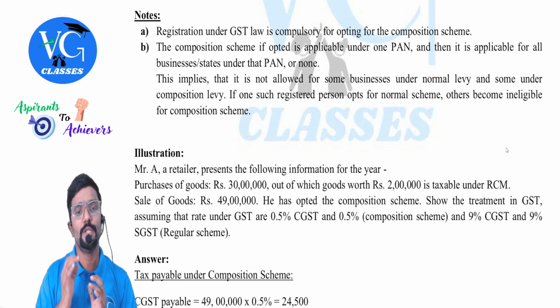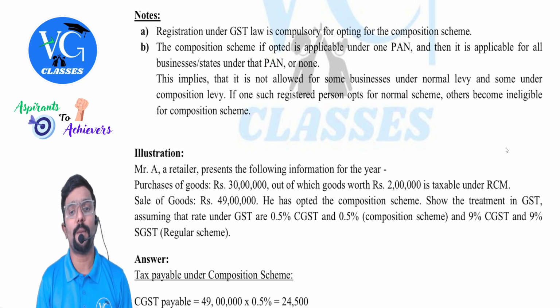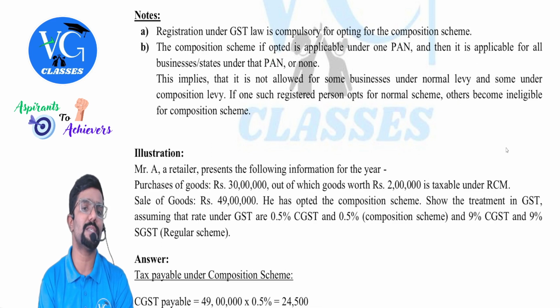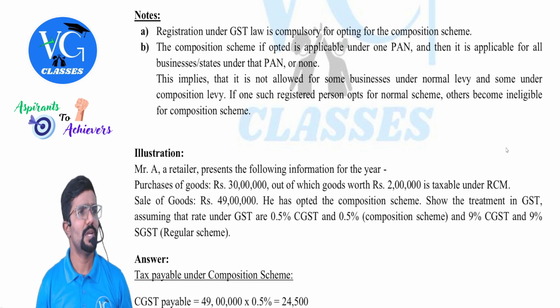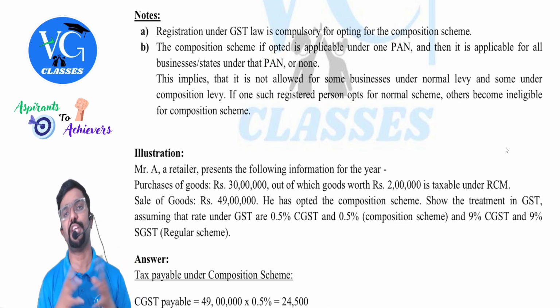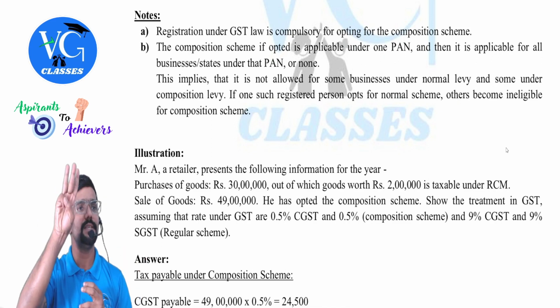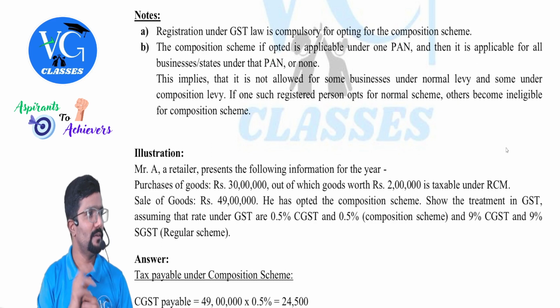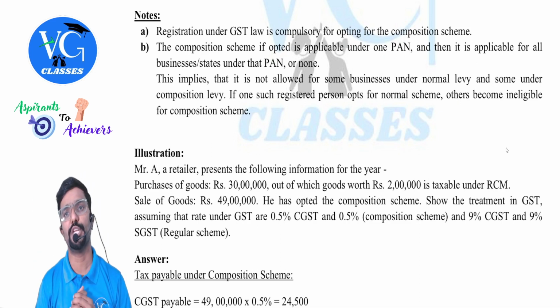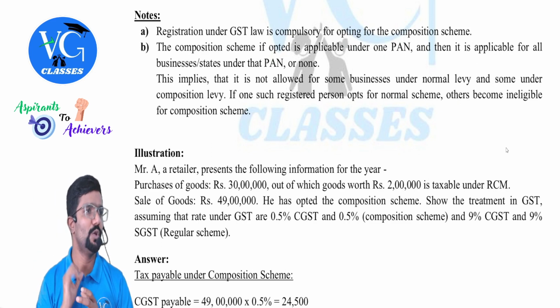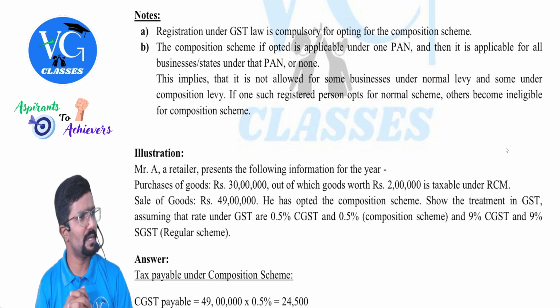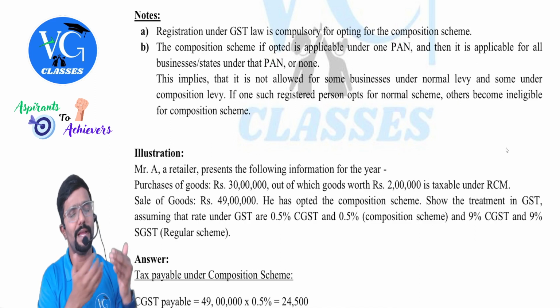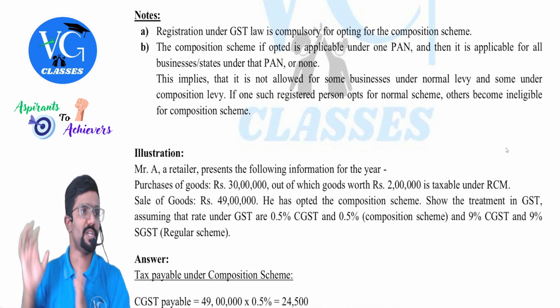B. The composition scheme, if opted, is applicable under one PAN, and then it is applicable for all the businesses or stays under one PAN, or none. I had already told you. Now, sir, I have branches in 5 different states. For 3 states, I want to follow section 10, and for 2 states, section 9. Is it possible? No. You have to follow the composition scheme for all 5 branches. Or else, take all 5 registrations to section 9.